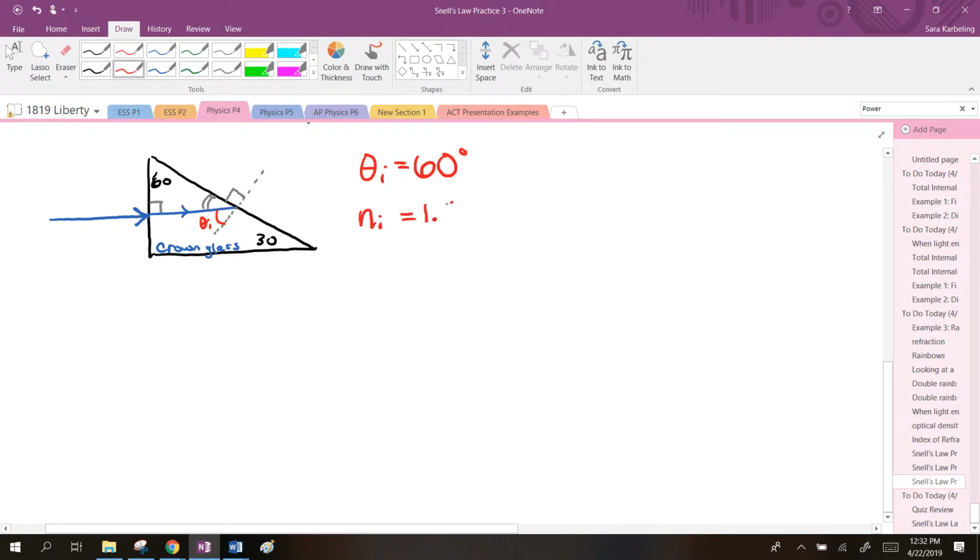NI is, what was it, 1.52? Still same? NR is going to be 1.0. Am I confusing you with the I's and R's versus 1s and 2s? Are we okay there? I means incidence, R means refracted. In some of those other examples, I've used 1 and 2 just to keep them separate because I've got multiple things going on. So what am I looking for here? Theta R? Okay, so if you didn't have that much before, do it now. Set up your Snell's law equation. Figure out what theta R is. Or try.